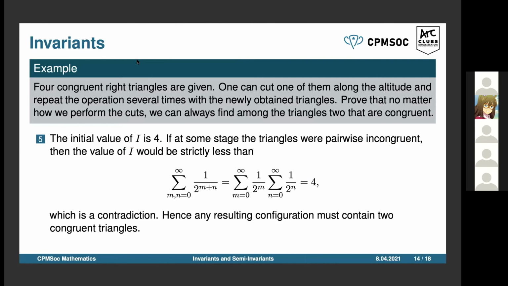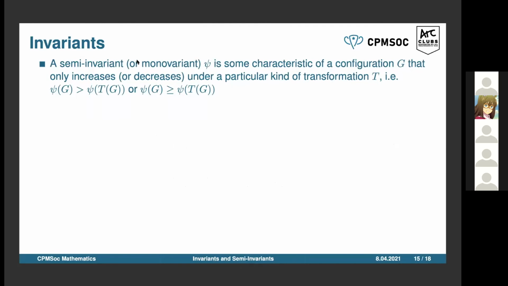All right, so now we'll move on to semi-invariants, which are kind of a generalization of invariants.